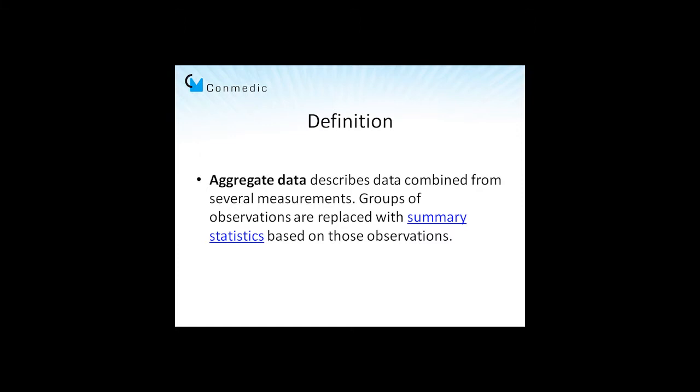First, the definition. With aggregate data, we mean data that is combined from several measurements and several groups of observations and replaced with summary statistics based on those observations. So actually, we don't need the personal data of these people if we work with aggregated data.